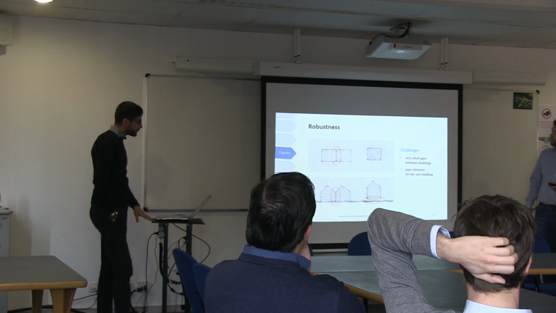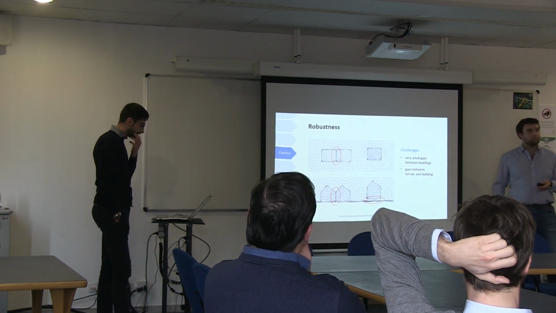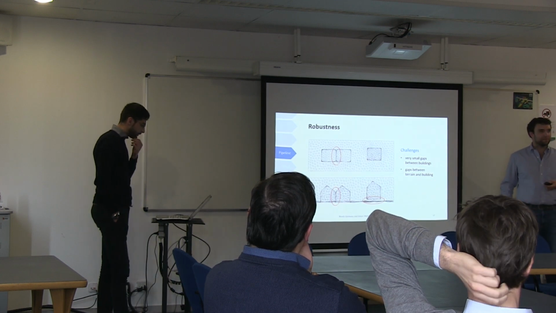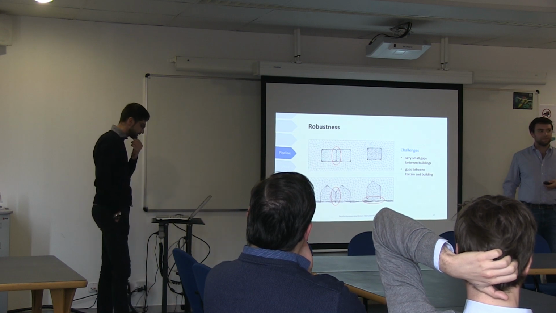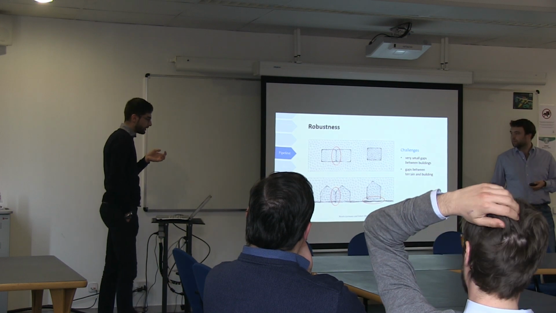And here we have another example with two buildings that are very close, on the left side, and one with an offset from the ground on the right side. And also in this case we have no problem.